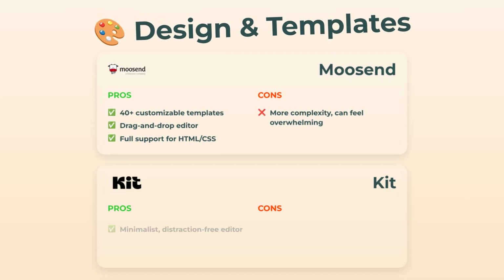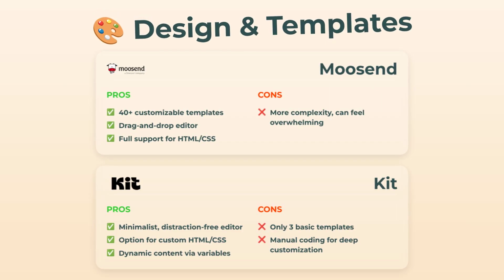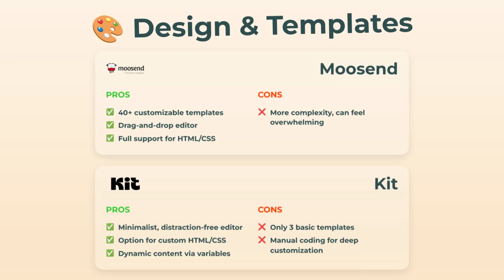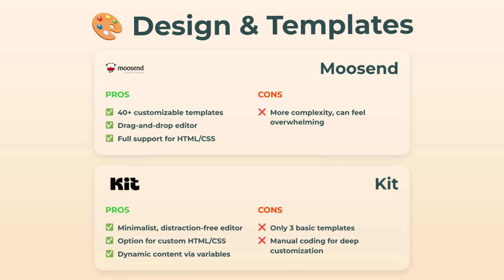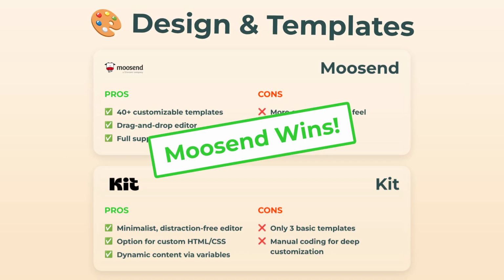Now, Kit's vibe is almost the opposite. It's a minimalist, distraction-free zone. You only get 3 basic templates, but hey, they let you add custom HTML and even use dynamic content with variables. Pretty neat, but only if you're up for some manual tweaks. If you want plug and play, Moosend makes life easier. So, yep, Moosend for the win here, again.